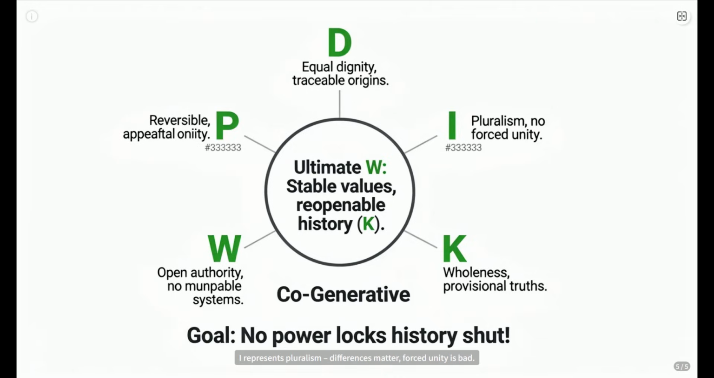I represents pluralism, differences matter, forced unity is bad. K means acknowledging wholeness, including uncertainties and residuals. W signifies open authority, interpretations aren't monopolies. And P ensures reversibility, everything can be challenged, appealed, corrected, or restored. The ultimate goal? To ensure no single power can lock history into its version forever. It's about building a framework where knowledge evolves openly and ethically.